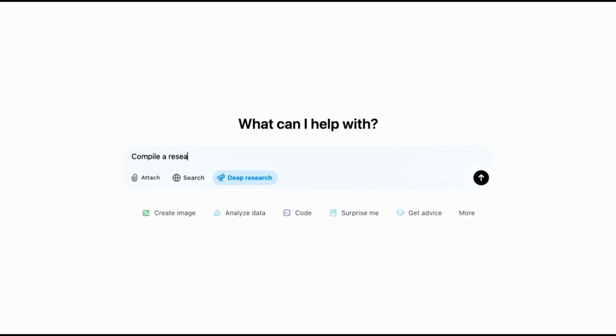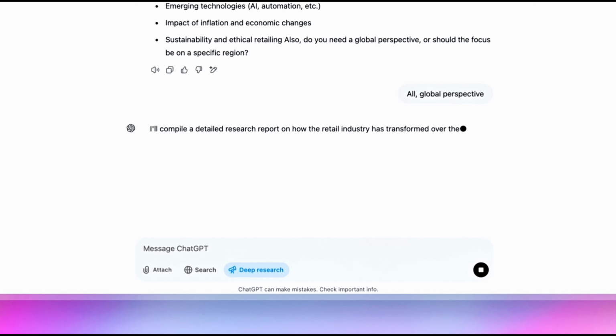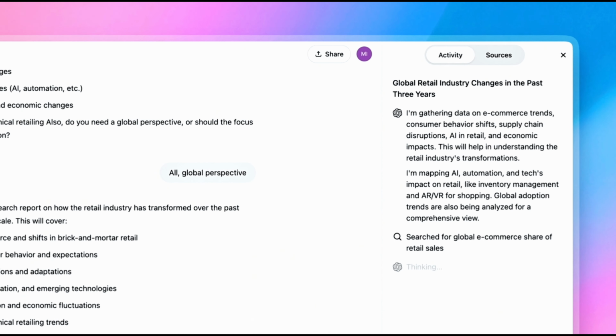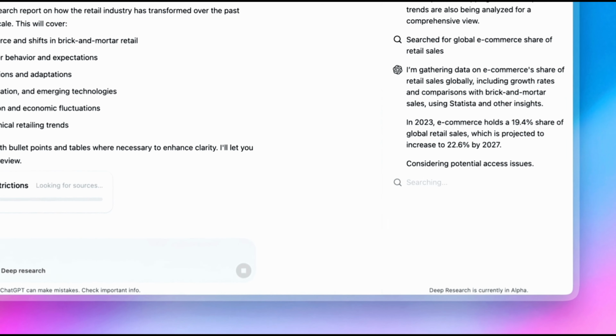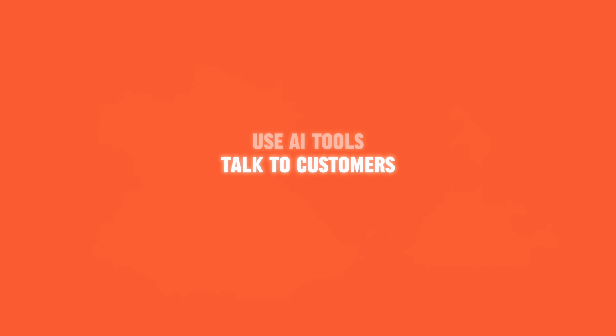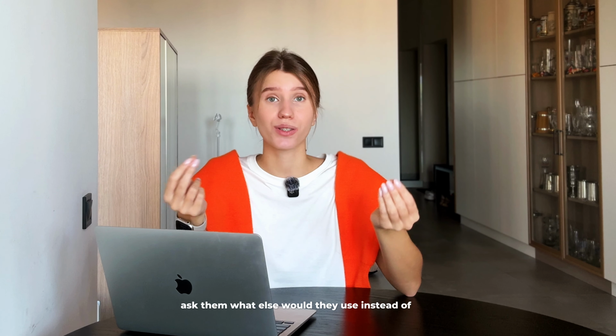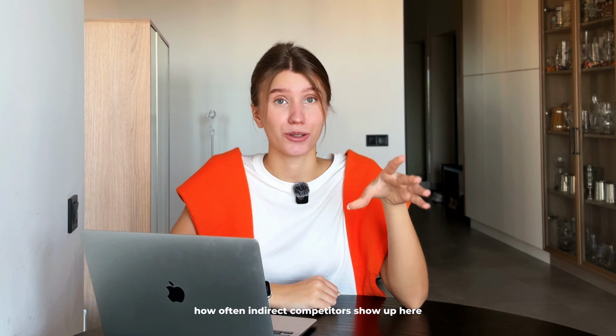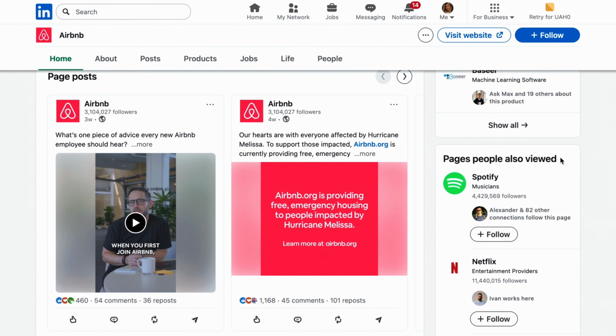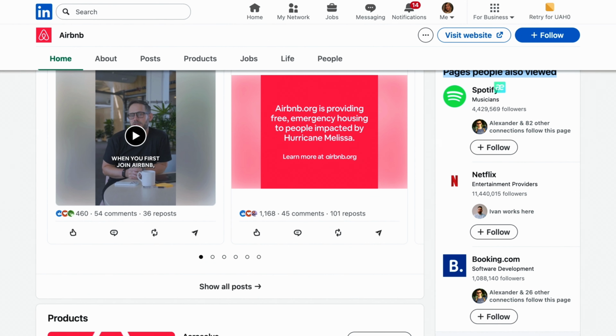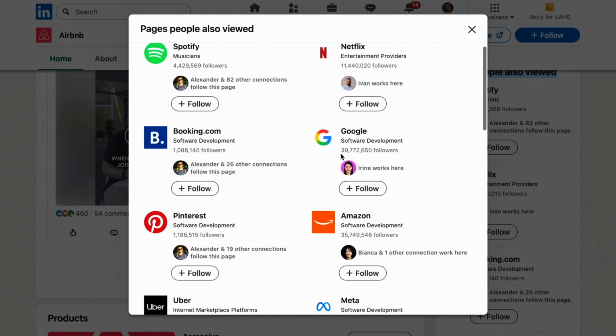Use AI tools. LLMs make competitor research way easier. Deep research can scan dozens of competitors at once, summarize their positioning, pricing, reviews, and even hint at what feature they are testing. It's like having a research assistant that never sleeps. Talk to customers. Ask them what else they would use instead of this solution. You will be surprised how often indirect competitors show up here. Check LinkedIn. On any company's LinkedIn page, scroll to the People Also View section. This is great for spotting players you could never think to search for.